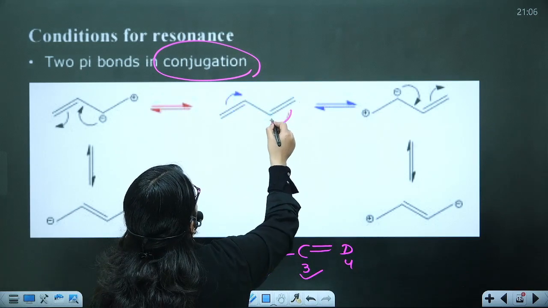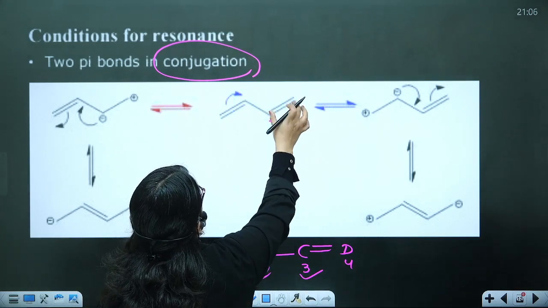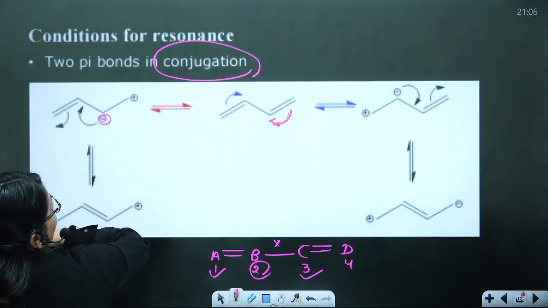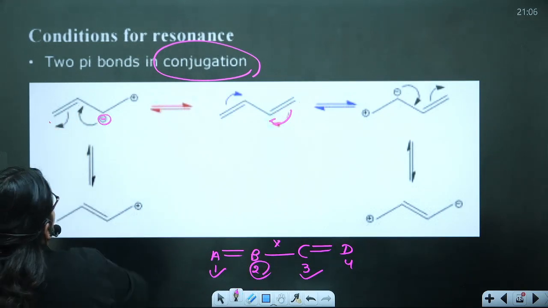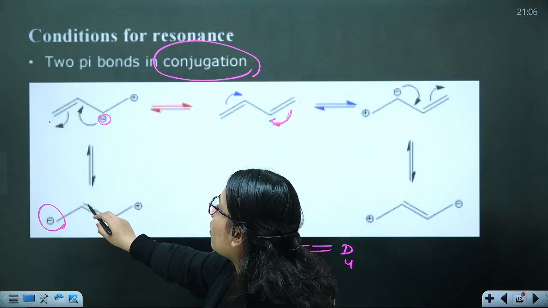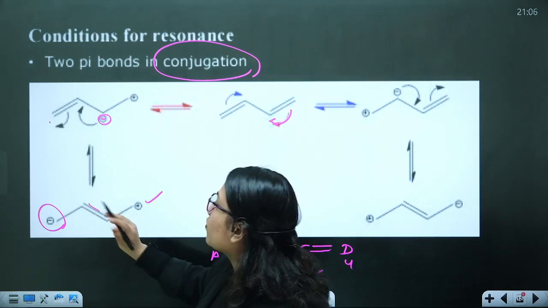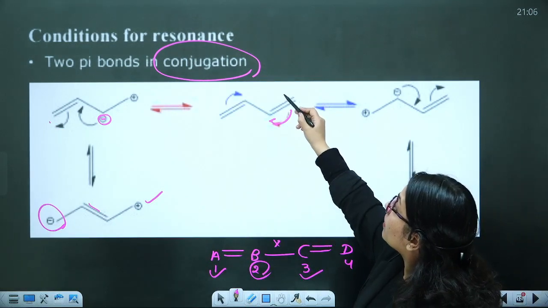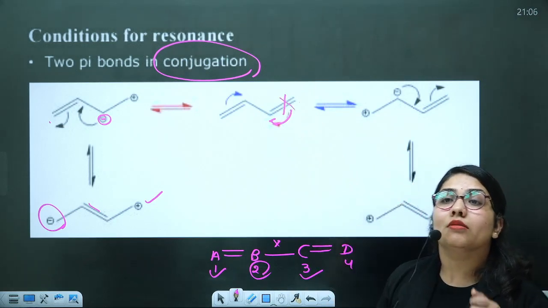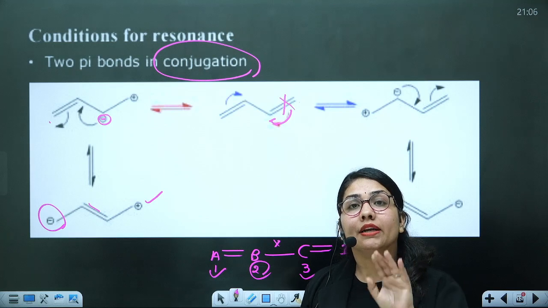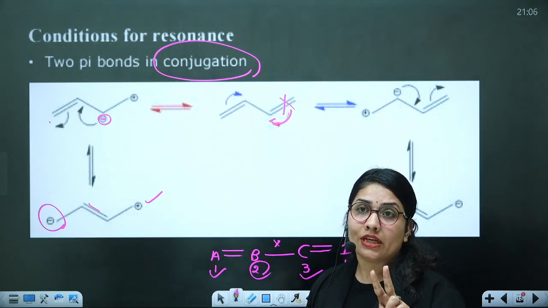If this moves here, it means the electrons will move here. Since the electrons moved, this is negative. And this will move here, so what will happen? Negative charge will come here and positive charge will come here and the bond will go there. So if this bond were missing, the molecule would not have possessed resonance. So we need 2 pi bonds. This is one condition.